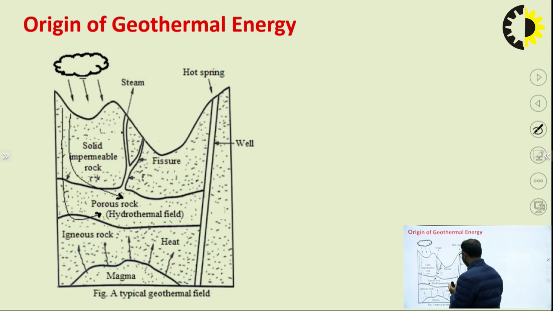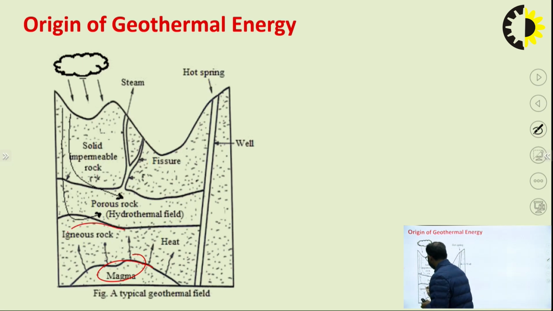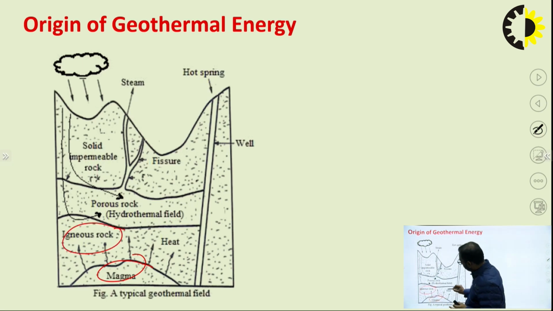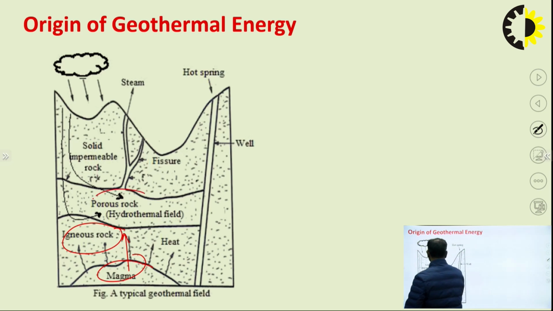This is the typical figure of a geothermal field. In this figure, this is magma and this is the igneous rock. The heat is transferred from this magma to this igneous rock. This is porous rock, in other words we can say this is the hydrothermal field. These are called fissures, and this is solid impermeable rock, and this is the well.